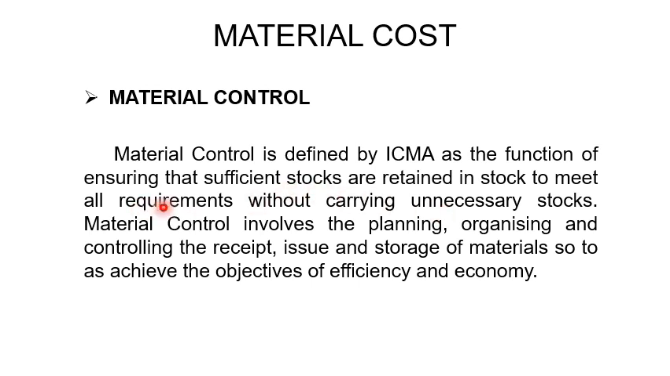So what is the basic function of material control? To retain sufficient stock to meet all the requirements without carrying unnecessary stock. Material control involves planning, organizing and controlling the receipt, issue and storage. We have the practical topic on these three factors, receipt, issue and storage, which we are going to discuss in our further lecture, to achieve the objective of efficiency and economy.